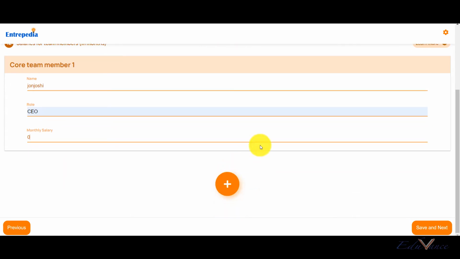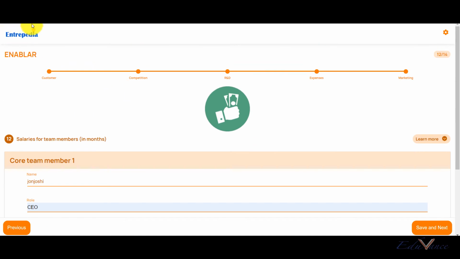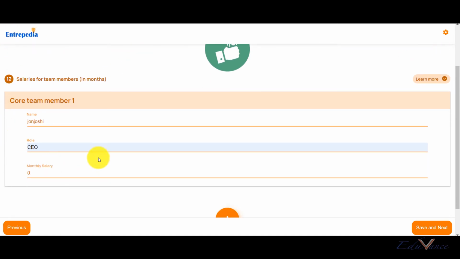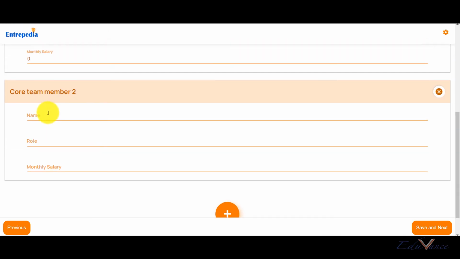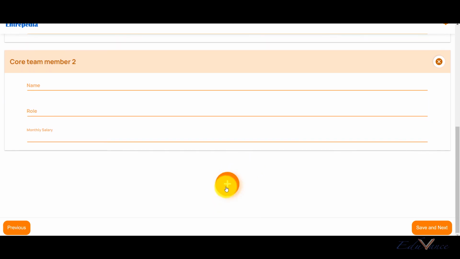However, if you want to add team members that you need to pay a salary, on Entrepedia here in the platform, you can add the salary here. You can click on the plus sign here and enter the team members whom you want to pay the salary. And if you want to add another team member, you can keep adding more and more members and keep entering their salary information.